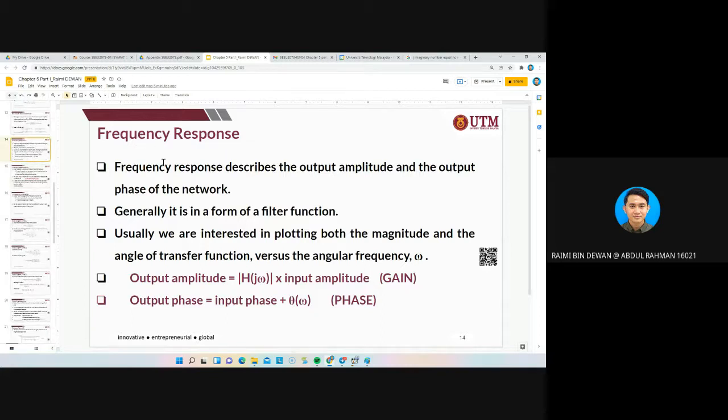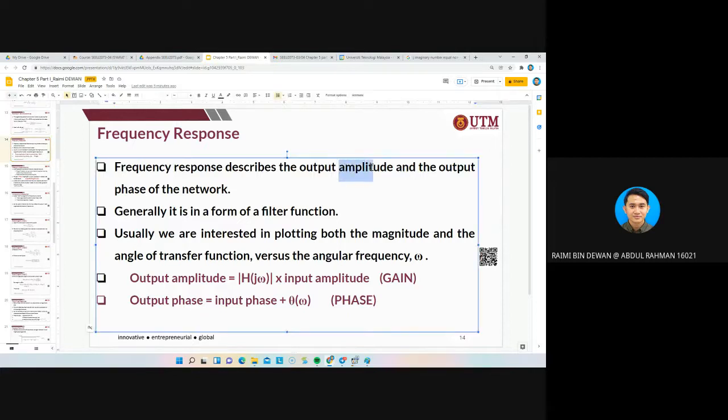Frequency response describes the output amplitude. I make the red first so that it's more clear. Frequency response describes the output amplitude and the output phase of the network.